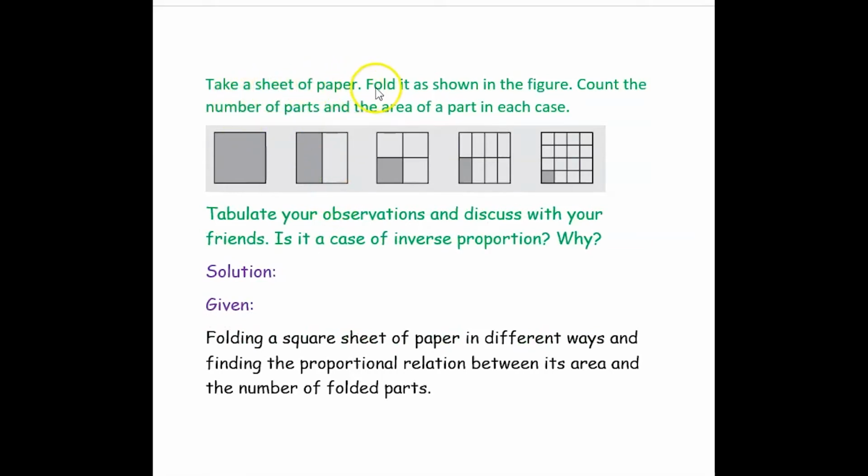Take a sheet of paper, fold it as shown in the figure, count the number of parts and the area of a part in each case. Tabulate your observations and discuss with your friends. Is it a case of inverse proportion? Why? Okay, so now let's see what's given. They have given a sheet of paper. This is a square paper. So folding a square sheet of paper in different ways and finding the proportional relation between its area and the number of folded parts is what we are going to do.